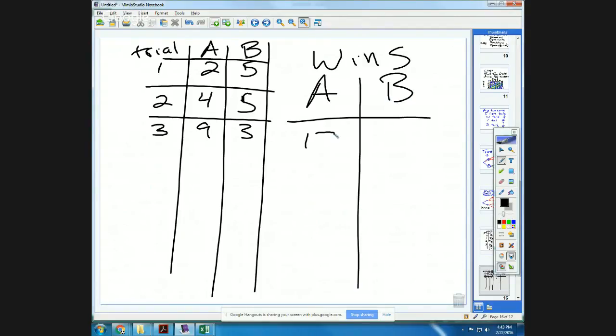17. 17, and your B won? 13. Okay, you guys, 16 for B, sorry, 16 for B and 14 for A. Oh, obviously, right. Okay. And what'd you guys get? 9 for A and 21 for B.